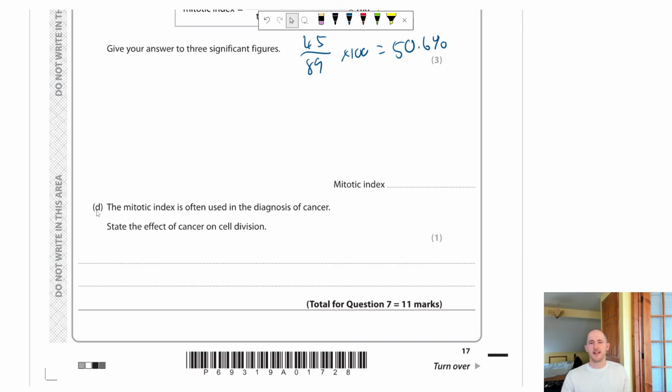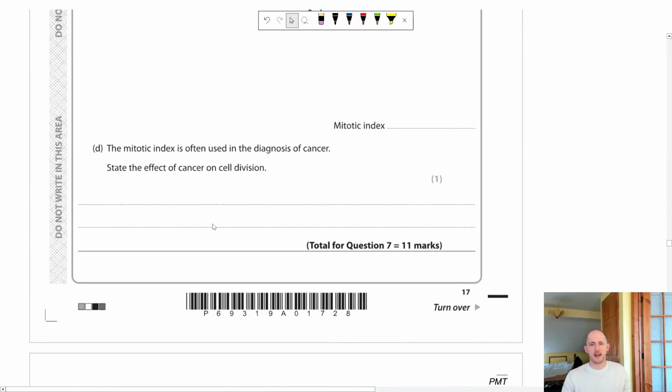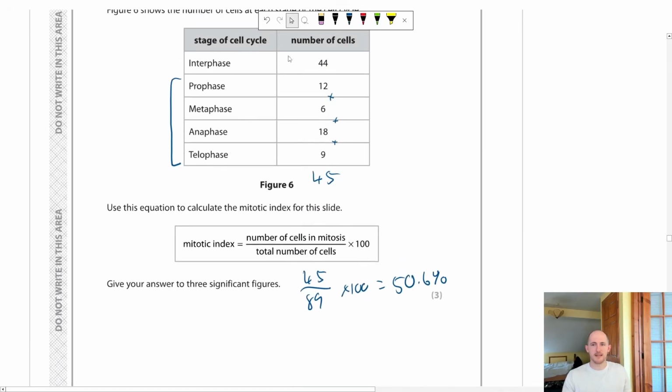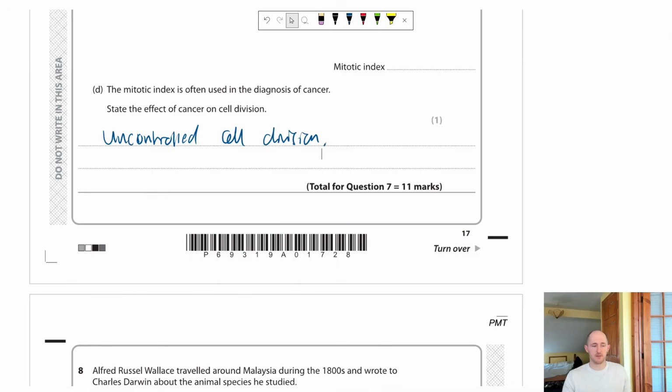The mitotic index is often used in the diagnosis of cancer. State the effect of cancer on cell division. Cancer, in general, is literally just uncontrolled cell division. So it makes cell division uncontrolled. So these phases will just happen indefinitely and happen a lot faster than usual. Scary thought, but that's all it is.